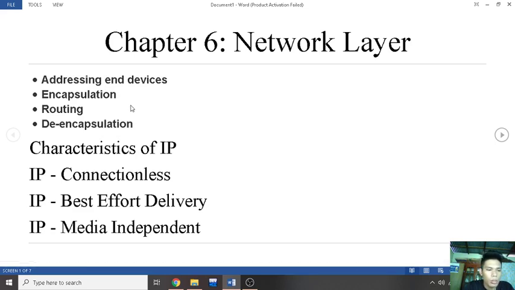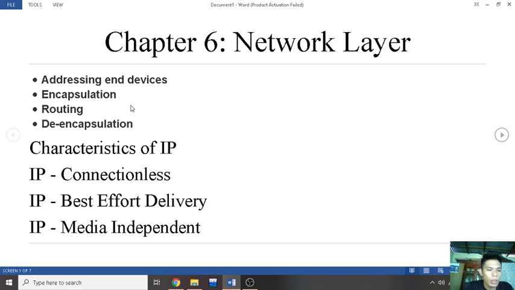End devices must be configured with a unique IP address for identification on the network. For encapsulation, the network layer encapsulates the protocol data unit, or PDU, from the transport layer into a packet. The encapsulation process adds IP header information, such as the IP address of the source sending and the destination receiving. The third process is routing.